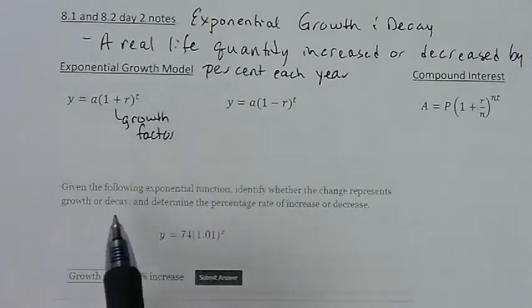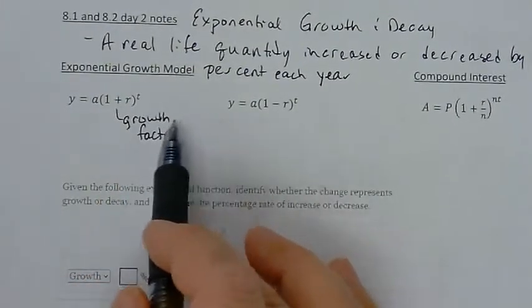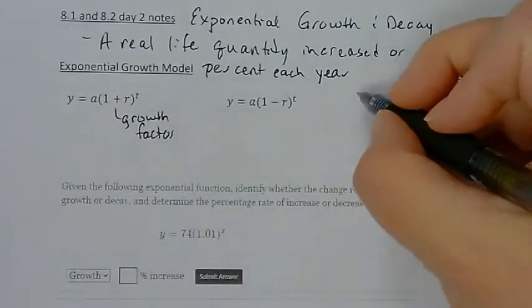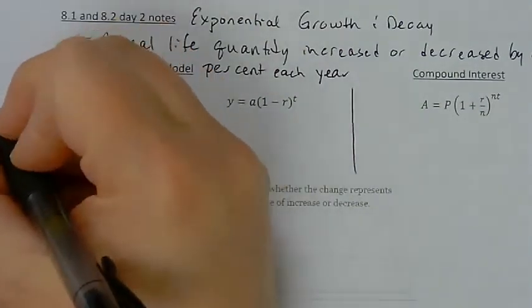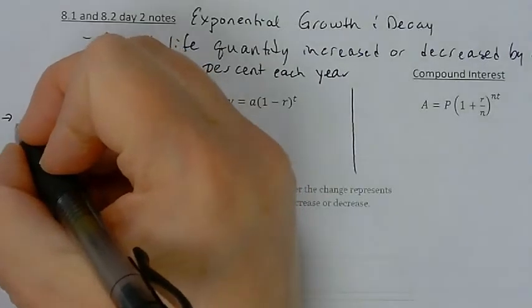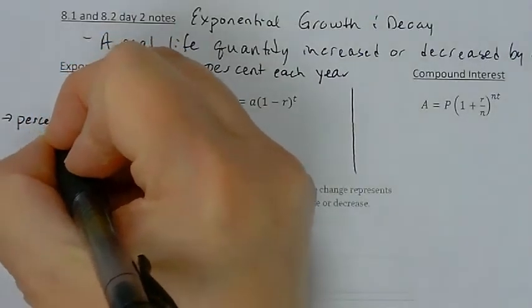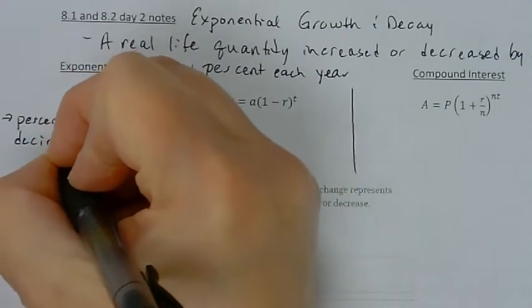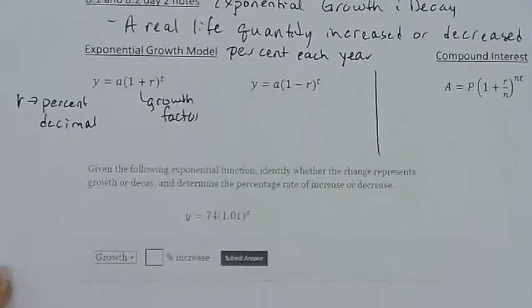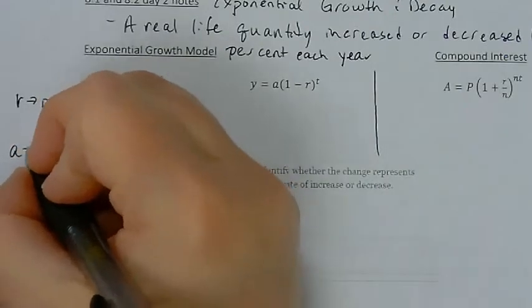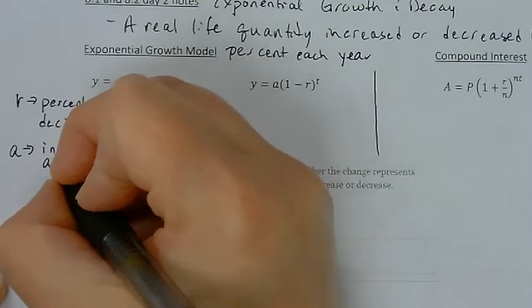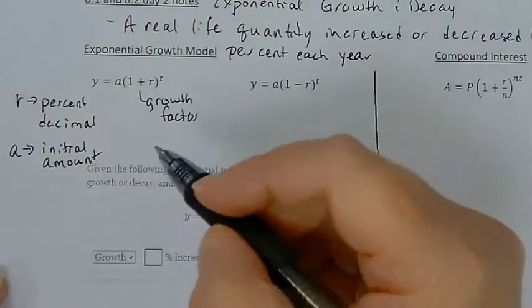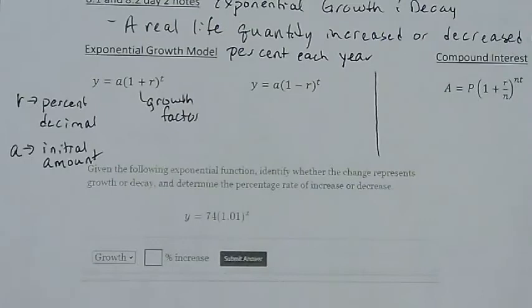So in this particular case and in this equation, see how I have the growth and decay model here from both of these two. So I'm going to go ahead and draw a line here. So this one is a growth factor because it's 1 plus the rate. The R stands for the percent, and you write it as a decimal. And I'll make all this make sense when we get down to some examples. The A represents our initial amount, or the starting amount.